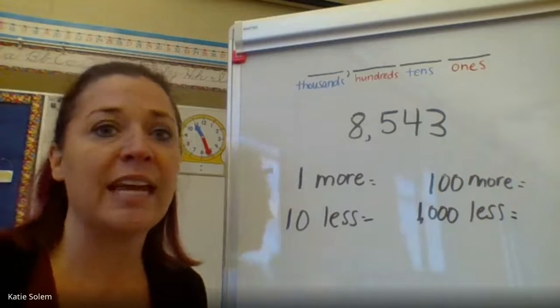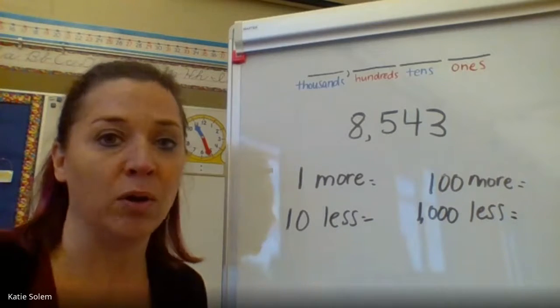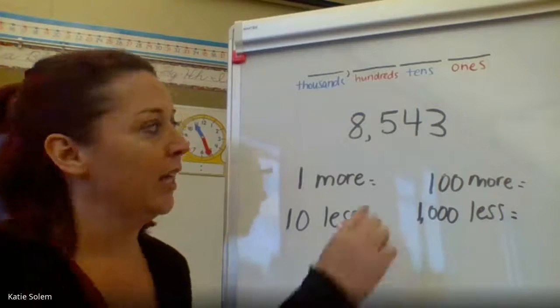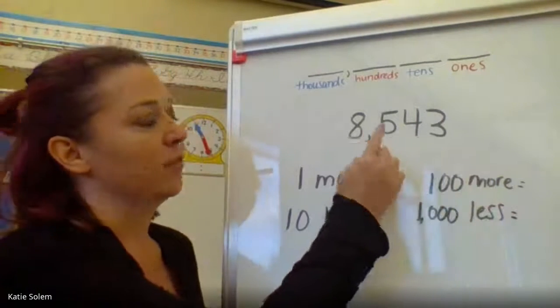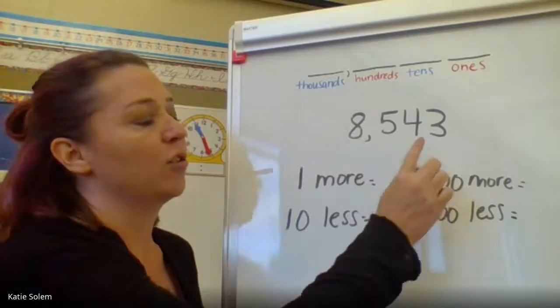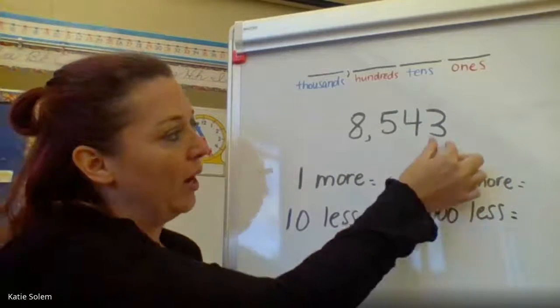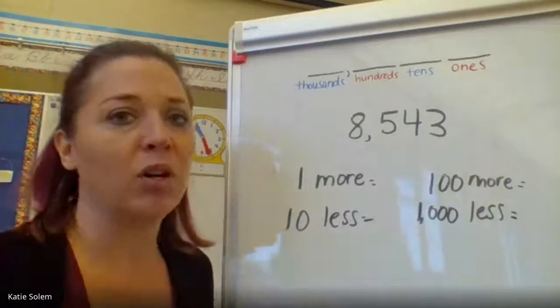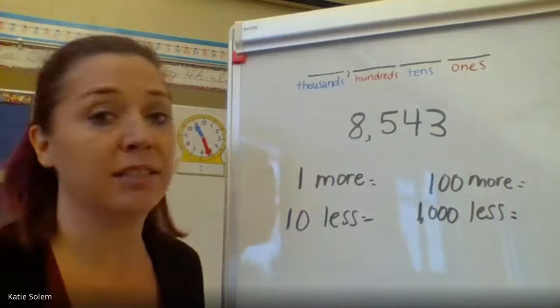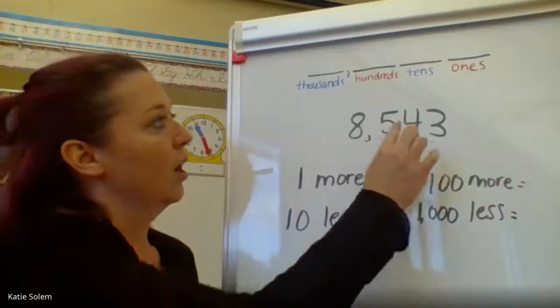Hi, fourth graders. Today I'd like to talk to you a little bit about numbers and place value. If you look at a number, for example, 8,543, where each digit is in the number is very important. It tells its place value.